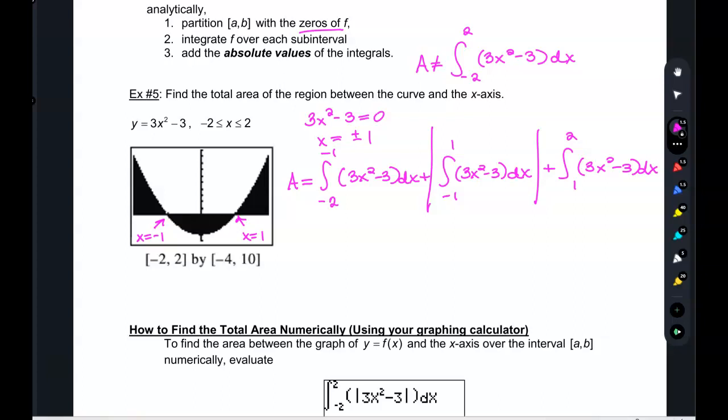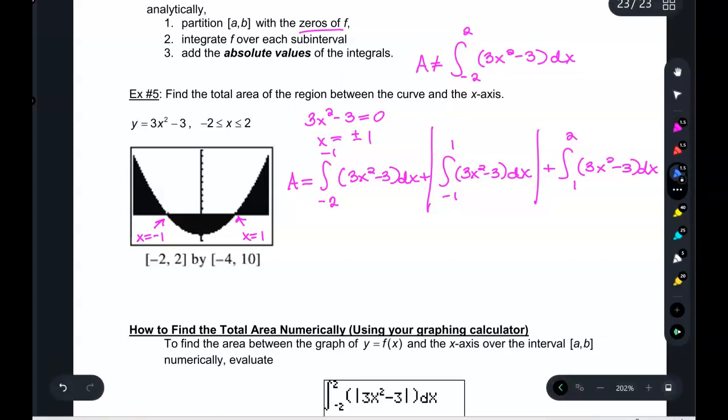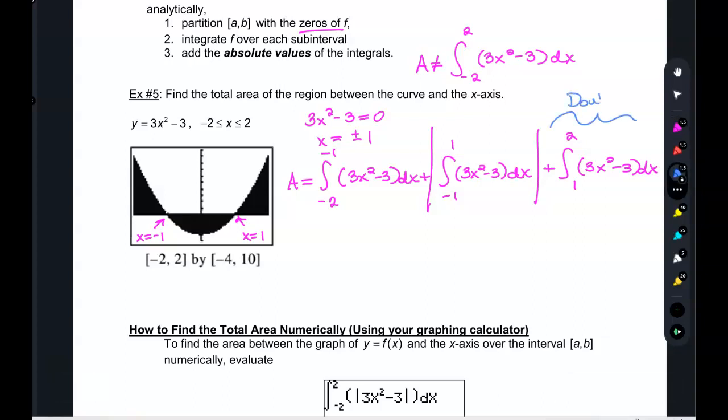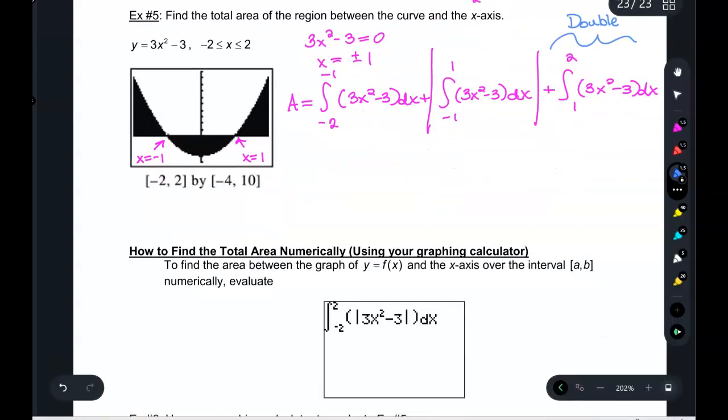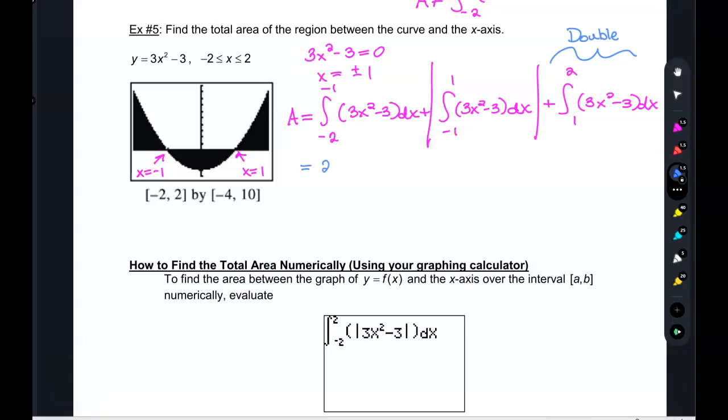but we have some nice symmetry going on, so we can actually reduce some of the work here. These two are the same area. Now, I could either evaluate this one or I can double this one. I would probably double this one just because we have positive limits of integration. I mean, negatives are fine. It's just sometimes it's easier here. So we're going to double.